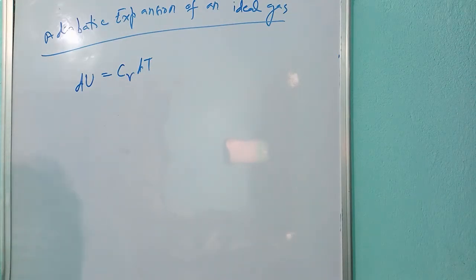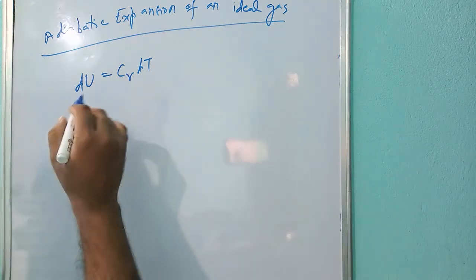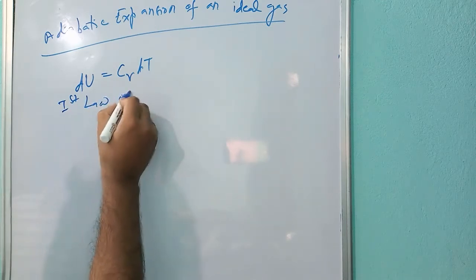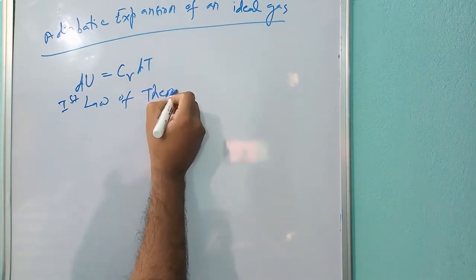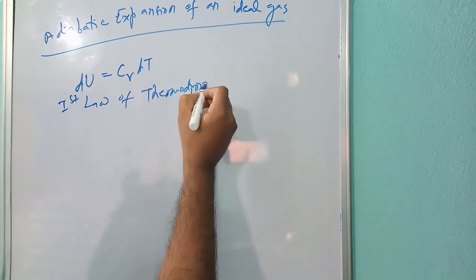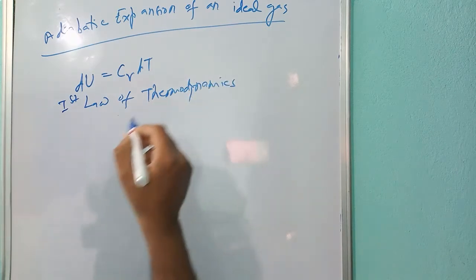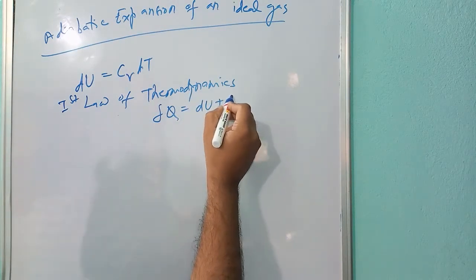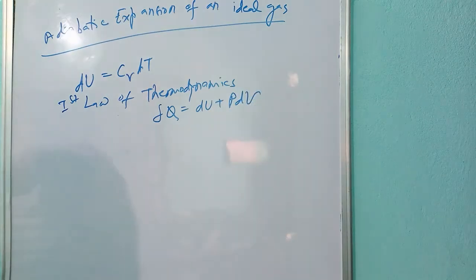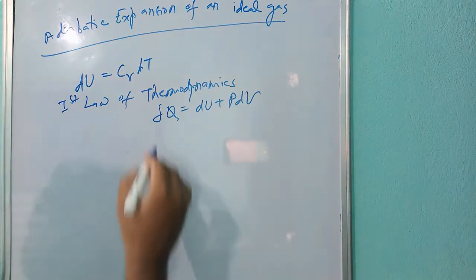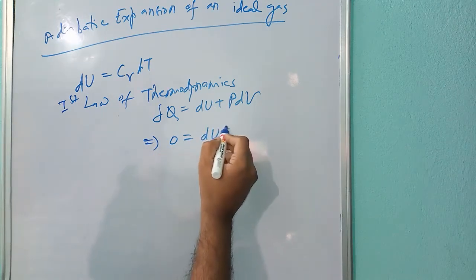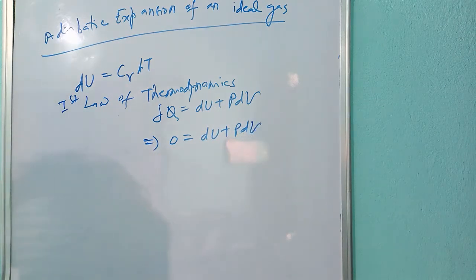And from the first law of thermodynamics, delta Q is equal to dU plus PdV, and I said that for the adiabatic process delta Q will be equal to 0. This means that 0 will be equal to dU plus PdV.